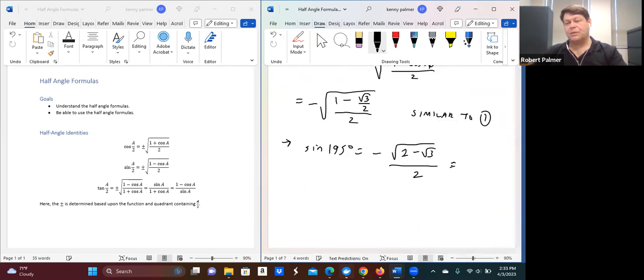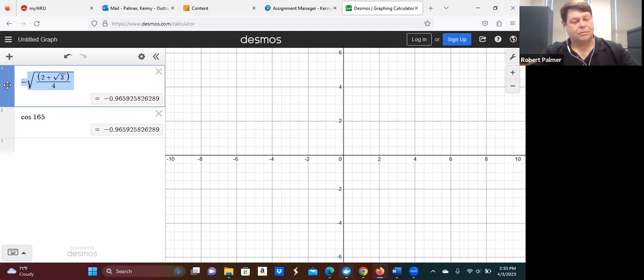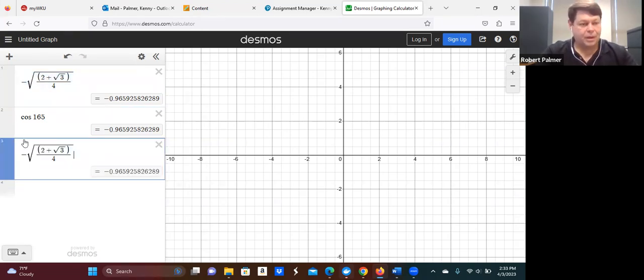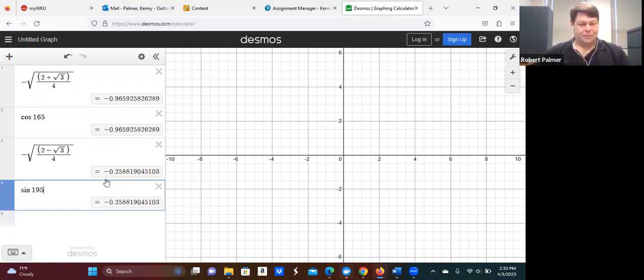Now, once again, let's approximate this and make sure we're correct. Let's go back to Desmos. And to do that, I'll just copy this and paste it below. And then let me change this sign to minus. Right. And that's approximately negative 0.26. Now, let's also check and make sure that's correct. So if I do the sine of 195, right, exactly the same. Okay, approximately negative 0.26.